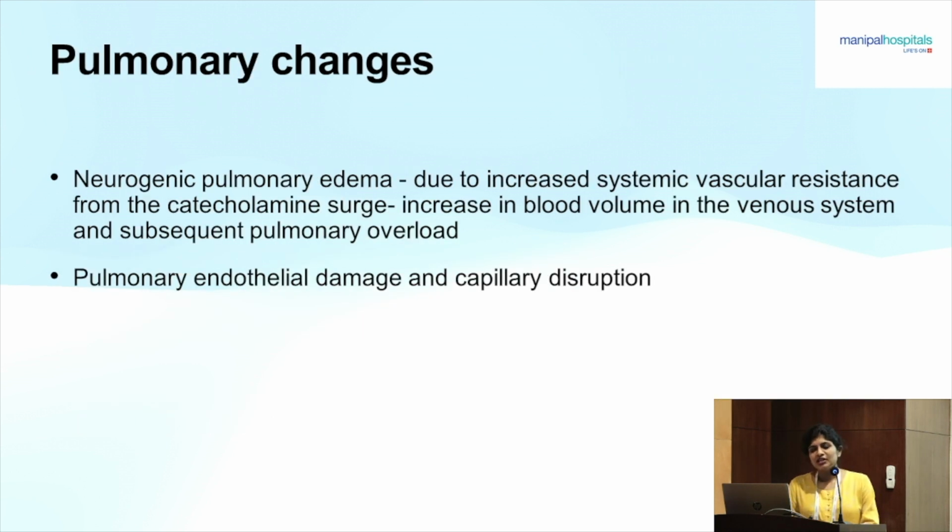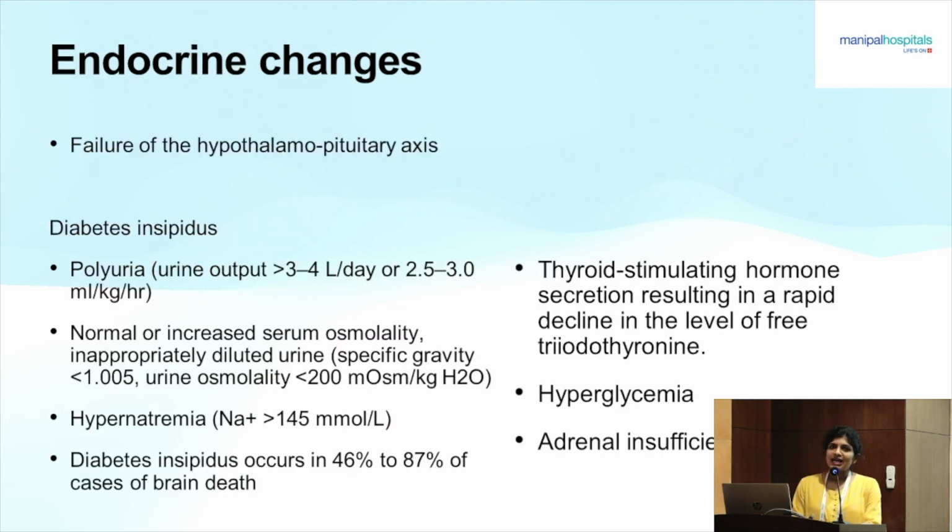Pulmonary changes can lead to neurogenic pulmonary edema, mainly because of the catecholamine surge itself. And there can be some endothelial damage and capillary disruption. And you'll see endocrine changes because of the failure of the hypothalamic pituitary axis. The common thing, which I think most of you will be aware of, is diabetes insipidus.